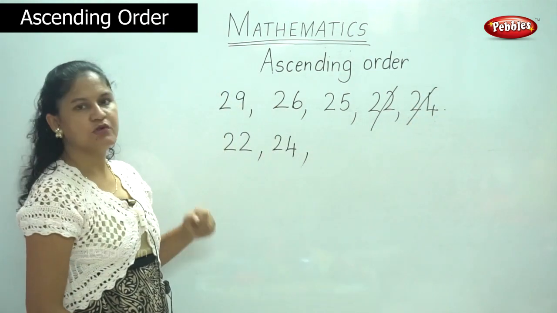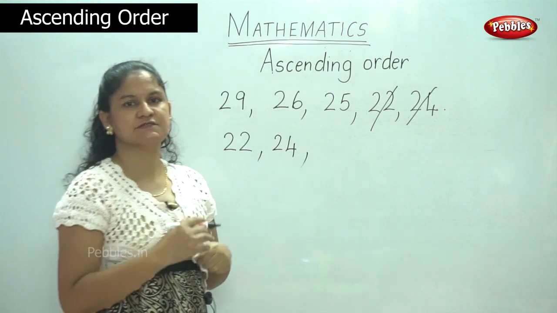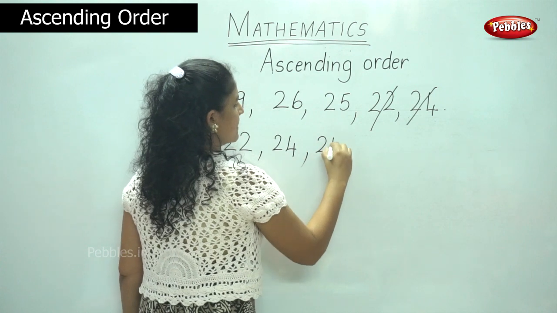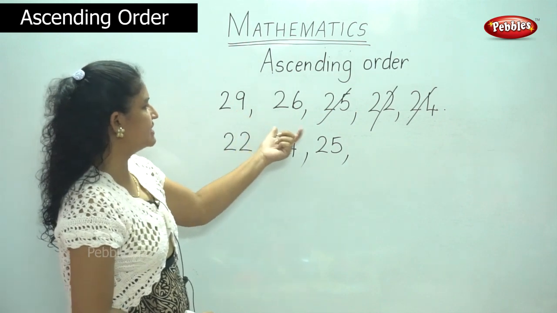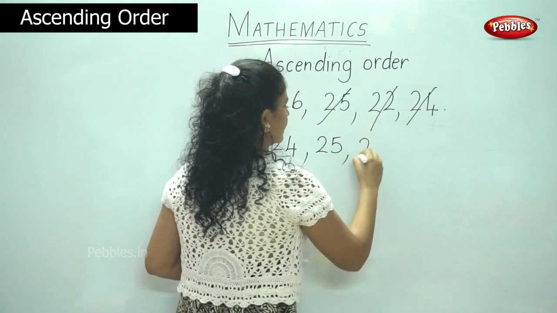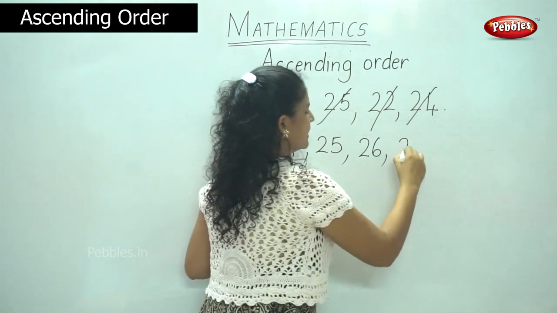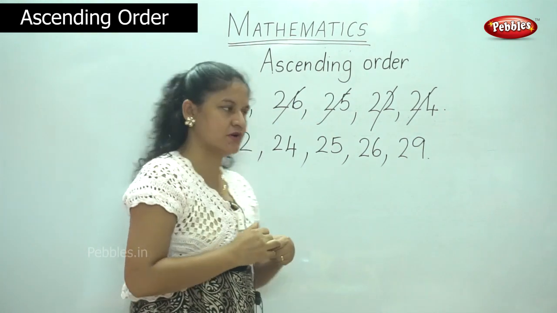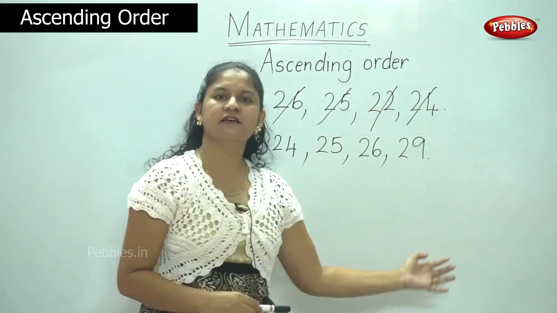Then I have 3 more numbers, that is 29, 26 and 25. So let us see which is the smallest number among these 3. So 25 is the smallest number. And we have the last 2 numbers, that is 29 and 26. So between these 2 numbers, 26 is a smaller number. So I write number 26 and I have number 29 left. So now I have placed these numbers in its ascending order. That is 22, 24, 25, 26 and 29.